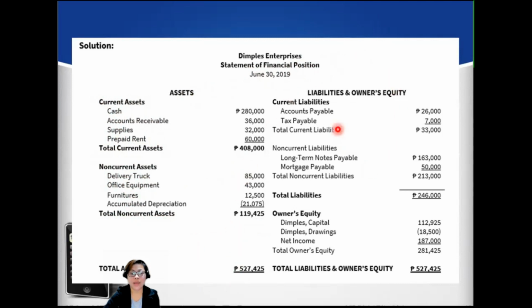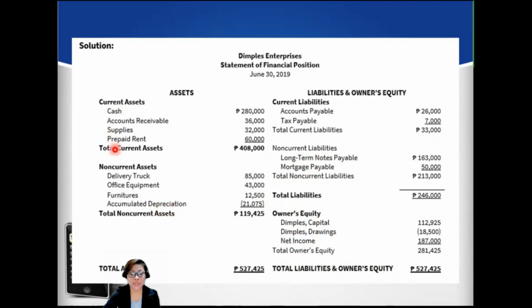At the other side, we have liabilities and owner's equity. Current liabilities are listed here, indented also. Then non-current liabilities with indentation. We have the total liabilities here because we have to add the owner's equity. Then here's the owner's equity, the total owner's equity. And lastly, total liabilities and owner's equity. Okay, they should be balanced.